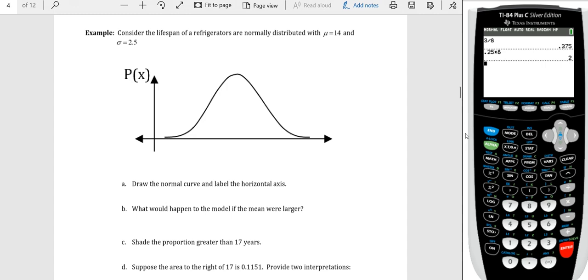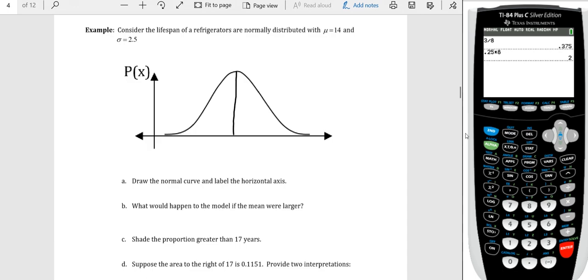So here, we have consider the lifespan of refrigerators are normally distributed with a mean of 14 and a standard deviation of 2.5. What we're first going to do is draw the normal curve and label the horizontal axis. In this case, the curve is already drawn for us, but we just need to label the axis. Now, what we're going to label the axis with are important values from the mean and increasing and decreasing by various values of the standard deviation. So then what I have here is a value right in the middle. That value is a value of 14. That should be my mean.